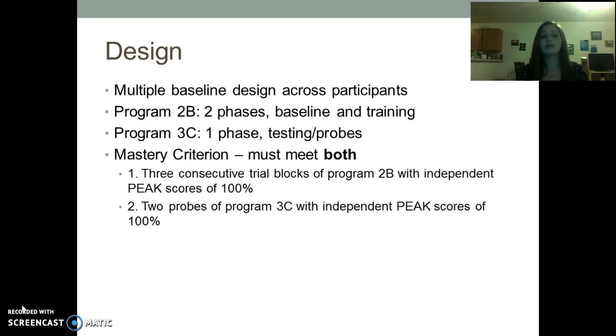The design for the study was a multiple baseline design across participants. We utilized the 2 different programs. So program 2B had actually 2 phases, baseline and training. And then program 3C had 1 phase, which was just testing and probing throughout. The master criterion was set as 2 different criteria that participants needed to meet both in order to be considered mastered skills. So for the first, they needed 3 consecutive trial blocks of program 2B with independent PEAK scores of 100%. And then they also needed 2 probes of program 3C with independent PEAK scores of 100%.